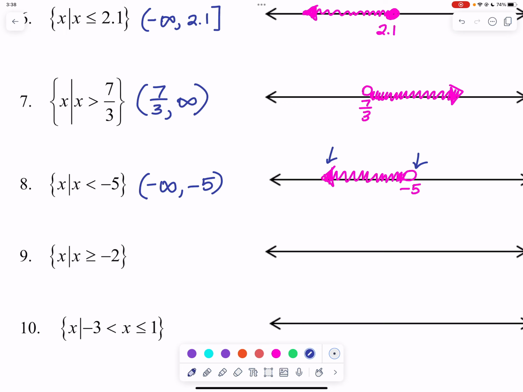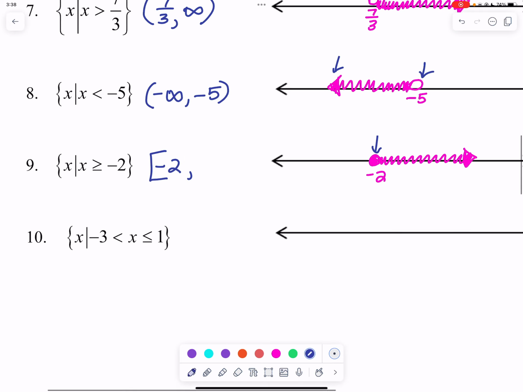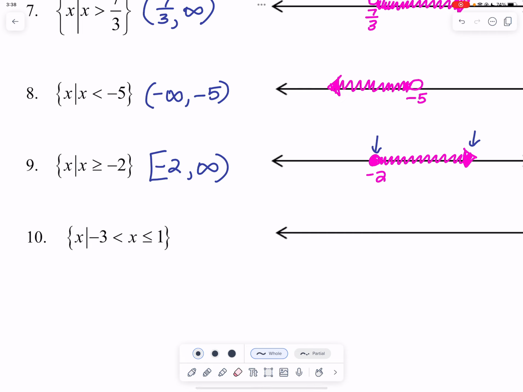Okay, let's look at number 9, the set of all x such that x is greater than or equal to -2. You heard the equal, so we will use a closed point. And as you can see, our left bound is -2, and we do want to include it. Infinity is our right bound, and we don't use brackets. We always use parentheses.